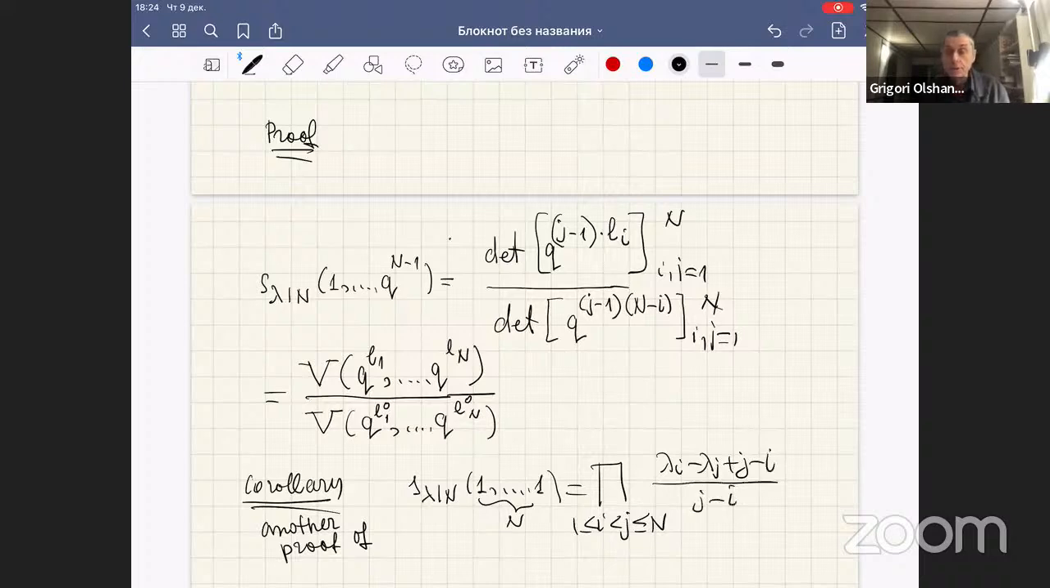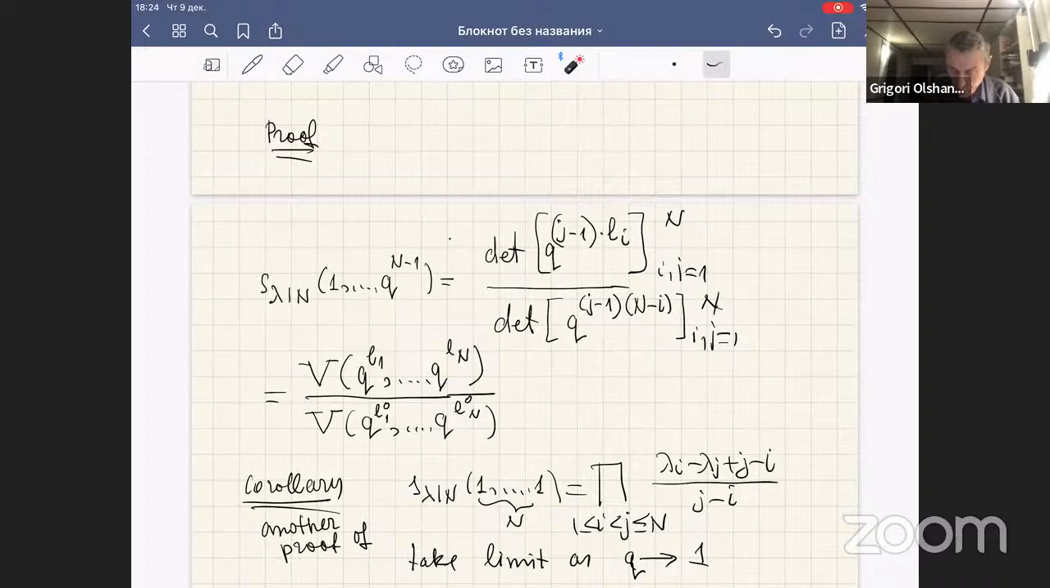The idea is just to take the limit as q goes to 1. As q goes to 1, we get from the geometric progression this one. And it's easy to compute the limit here, and we get this expression.